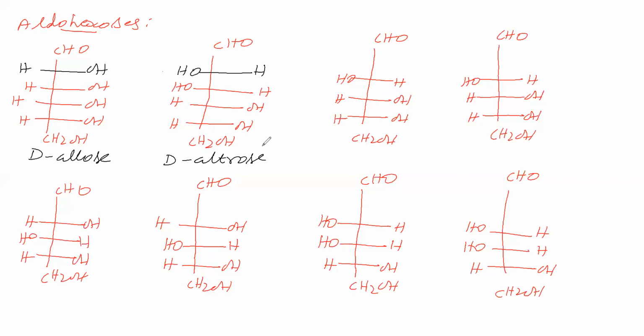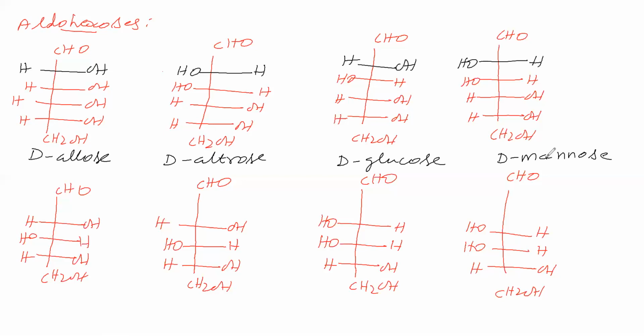Next, 2 sets we will take. These 2 are D-arabinose. Here we will introduce chiral carbon. Here chiral carbon HOH. Invert chiral carbon OHH. This is called D-glucose. This is called D-mannose.